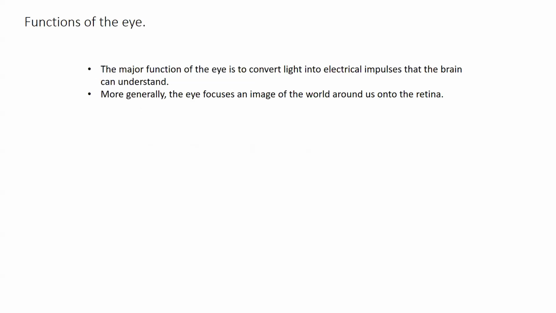So the major function of the eye is to convert light into electrical pulses that the brain can understand. So in other words, the eye will focus an image of the world around us onto the retina, and the rods and cones in the retina are responsible for doing that conversion to electrical impulses.